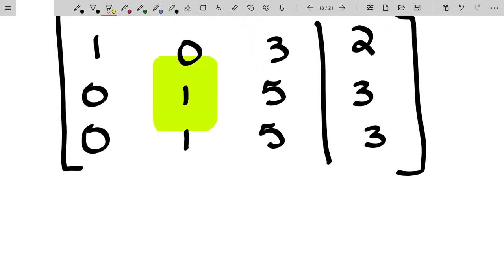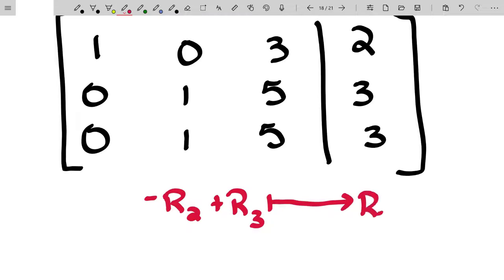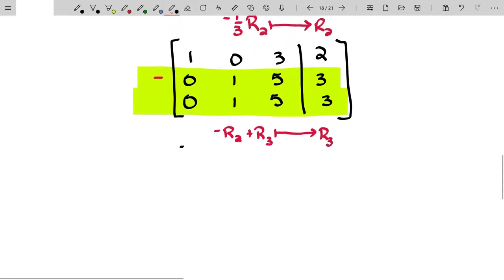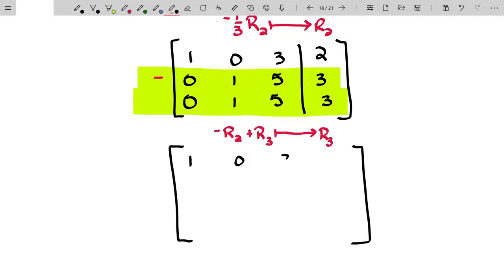You could use this element to kill all elements below. So I'm going to take the opposite of row 2 and add it to row 3 to become the new row 3. So really the method doesn't actually change. Even if you don't notice, it doesn't really change. I'm just going to take the opposite of that and rewrite this whole thing. So our row 1 has not changed. Our row 2 actually has not changed. 0, 1, 5, and 3.